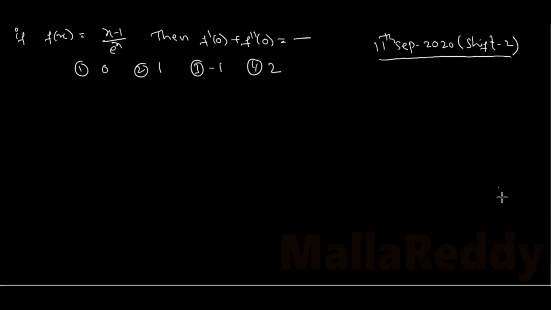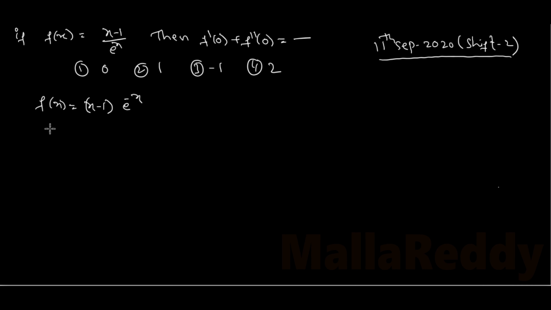If f of x is equal to (x minus 1) by e power x, then f dash 0 plus f double dash 0 is equal to what? Here it is given f of x is equal to (x minus 1) by e power x. This is f of x is equal to (x minus 1) into e to the power of minus x.